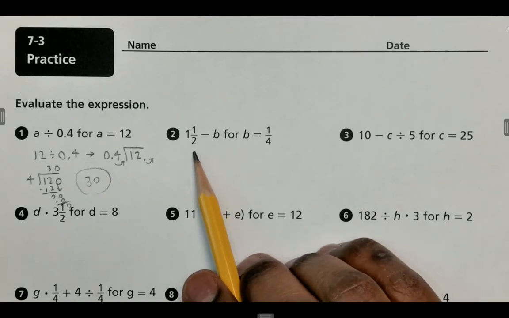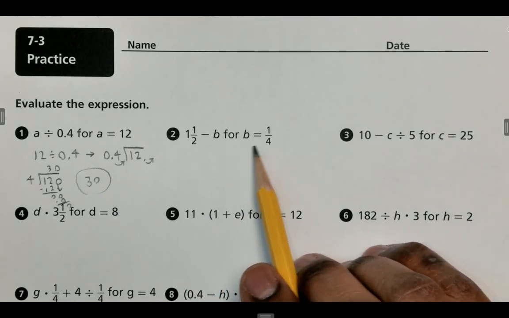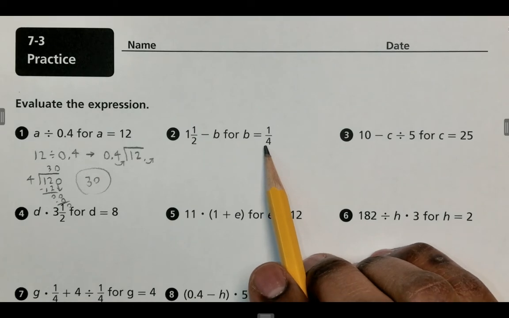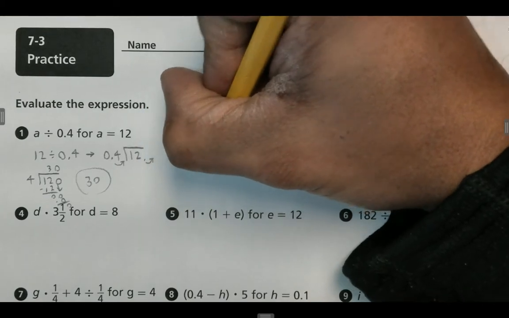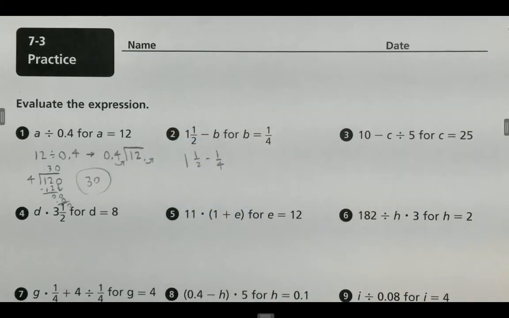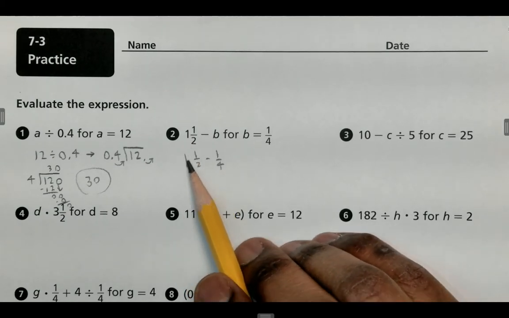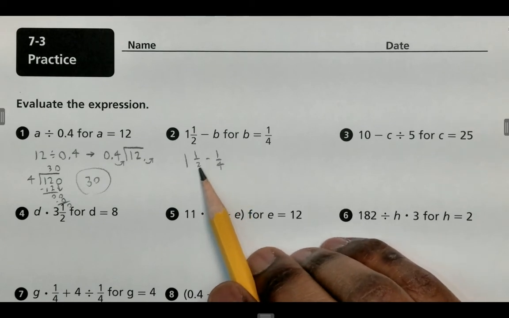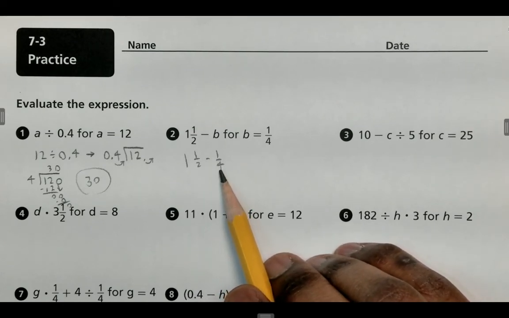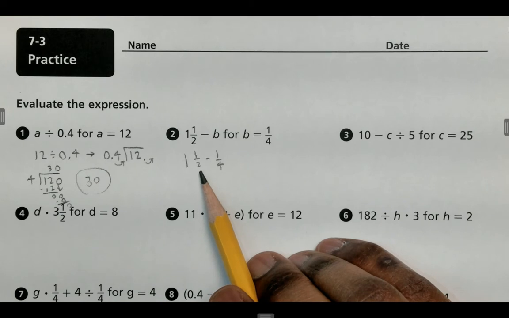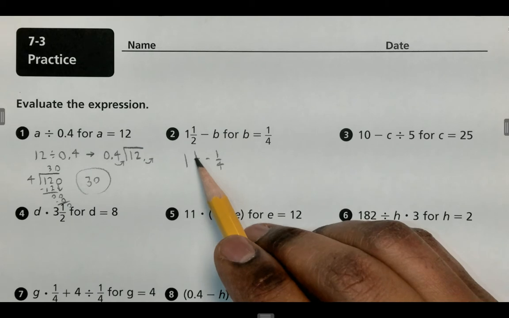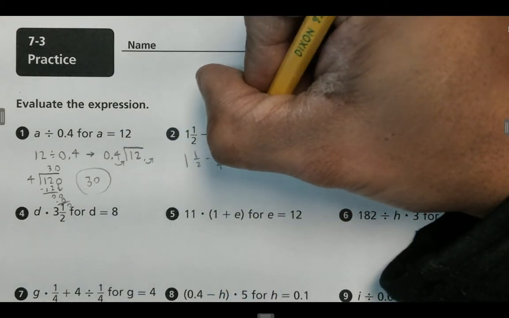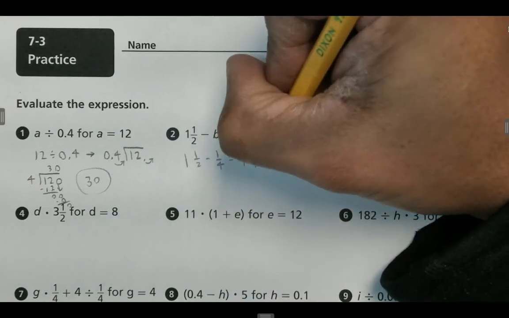Number 2, 1 1/2 minus b for b equals 1/4. Let's replace the variable with this value 1/4 and rewrite the expression. 1 1/2 minus 1/4. We know when we're adding or subtracting fractions, we need a common denominator. So 1/2 and 1/4. 4 is the larger of the two denominators. Will 4 work for 2? It will. So let's rewrite 1/2 by multiplying the bottom and top of this fraction by 2, and rewrite 1/2 as 2/4.